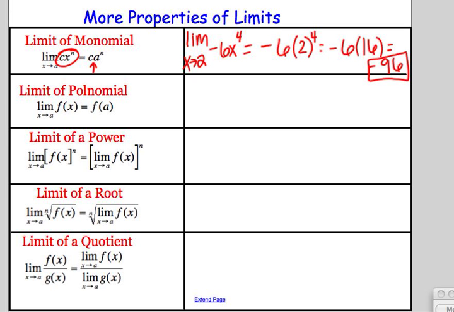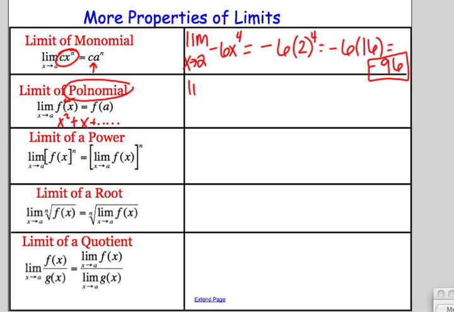The limit of a polynomial. Now, notice that f of x has to be a polynomial. Remember, that's something written in the form x squared plus x plus more things, or x cubed plus 2x squared minus 3x. Those are examples of polynomials. When you're taking the limit of a polynomial, all you have to do is plug the a in for all the x's in your polynomial. Let's look at an example.